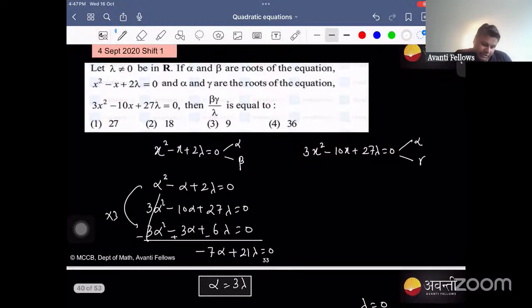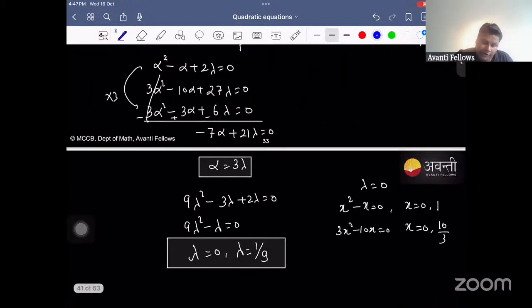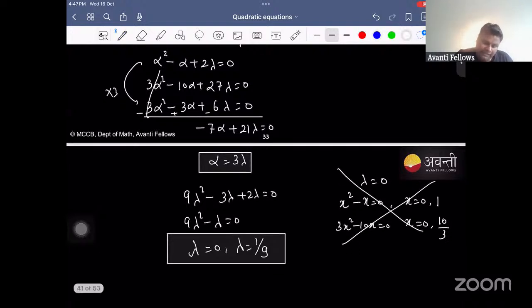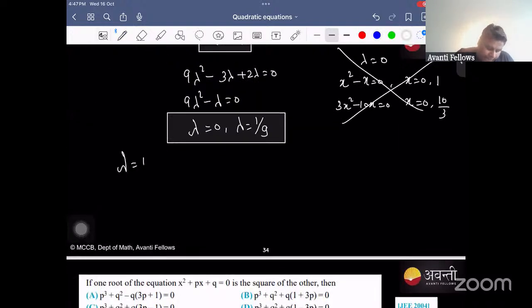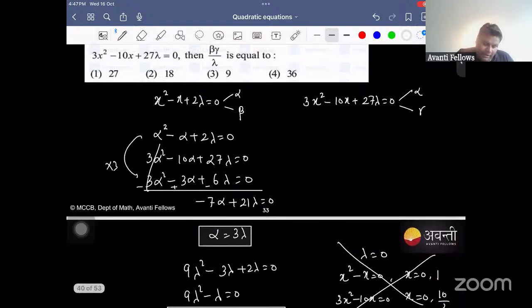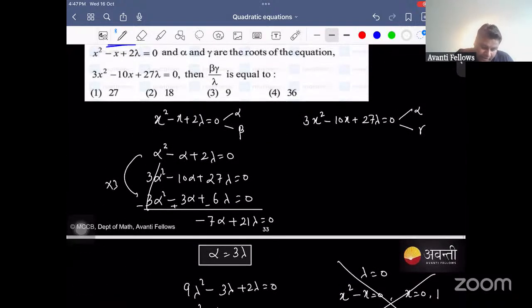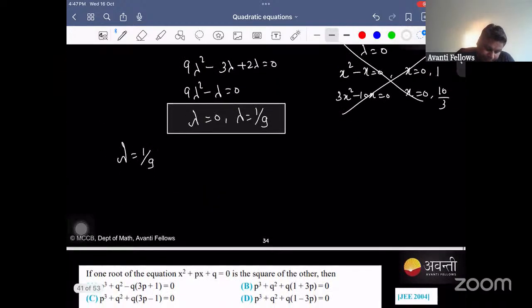Now the question is saying, okay, in the question it is still saying lambda is non-zero. So lambda is non-zero means there is no point of discussing this option. Got it? So that means lambda is what? 1 upon 9. So lambda is 1 by 9. That means alpha beta, the product of roots here, is 2 lambda.